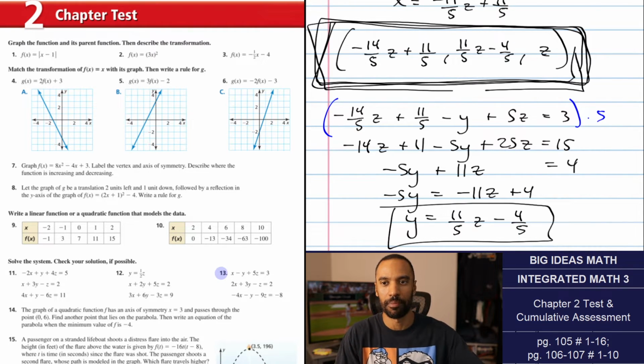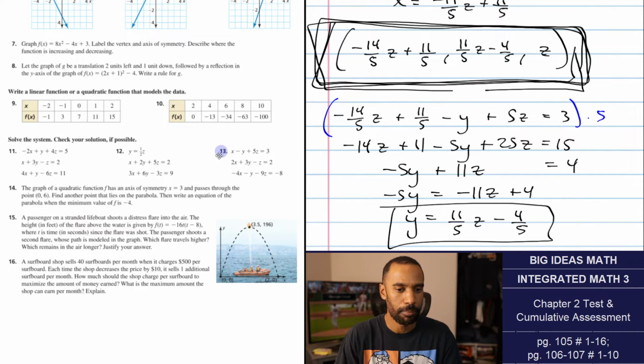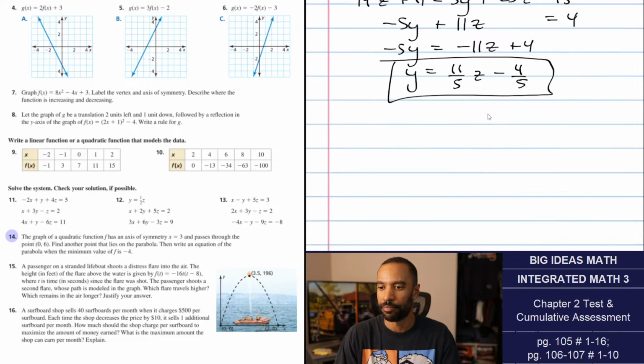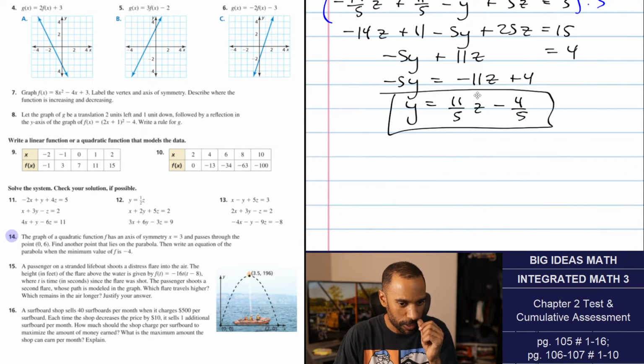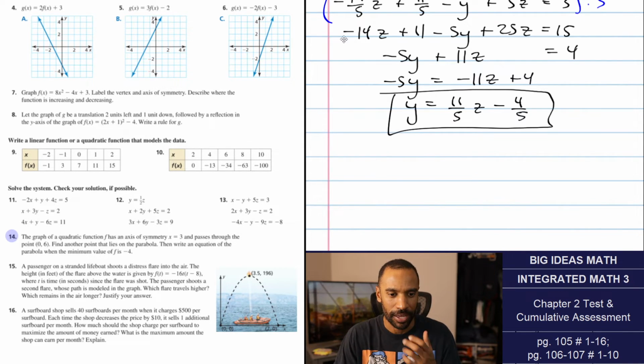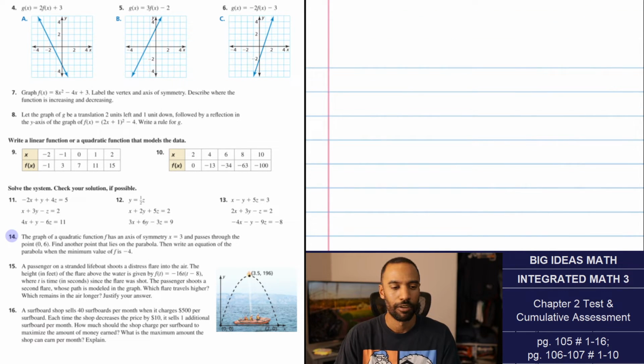Okay, 3 more questions from this chapter test portion. We're 34 minutes in. Let's keep boogieing along. Number 14, the graph of a quadratic function f has an axis of symmetry of x equals 3 and passes through the point 0, 6. Find another point that lies on the parabola, then write an equation of the parabola when the minimum value of f is negative 4. We might need room for this one.